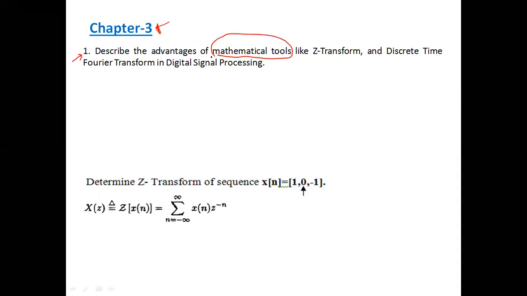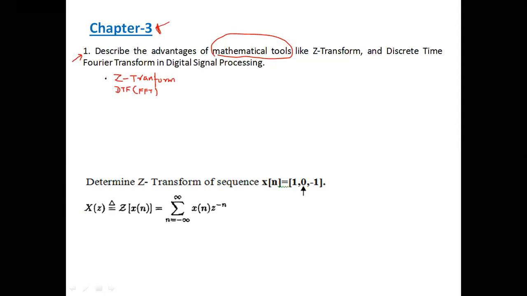In DSP, they are Z transform, discrete time Fourier transform, or discrete Fourier transform, and a special algorithm called fast Fourier transform.